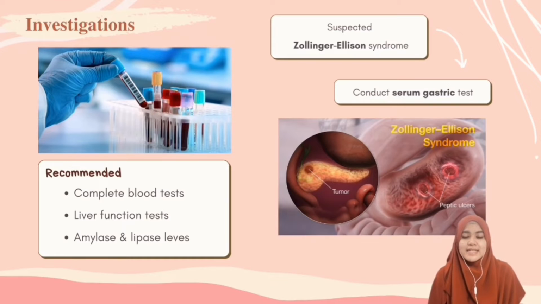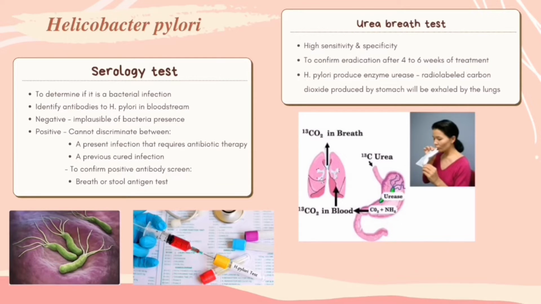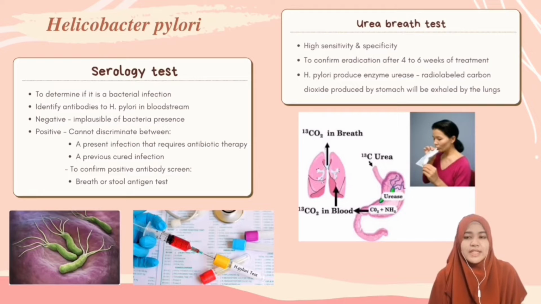Other than those two tests, complete blood tests, liver function tests, and amylase and lipase levels are also recommended. If Zollinger-Ellison syndrome is suspected, a serum gastrin test is conducted. Besides, to detect Helicobacter pylori, numerous tests can be done, such as serology tests and urea breath tests. Serology tests determine whether or not a bacterial infection is causing the stomach ulcer. The serology test involves looking for antibodies to Helicobacter pylori in the bloodstream. A breath or stool antigen test should be used to confirm a positive antibody screen.